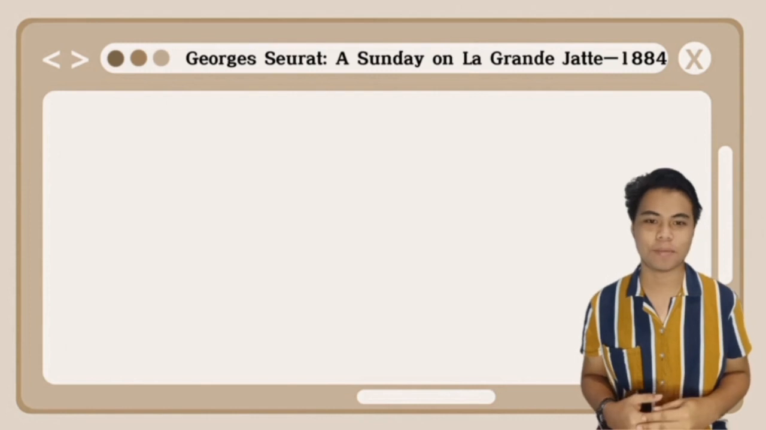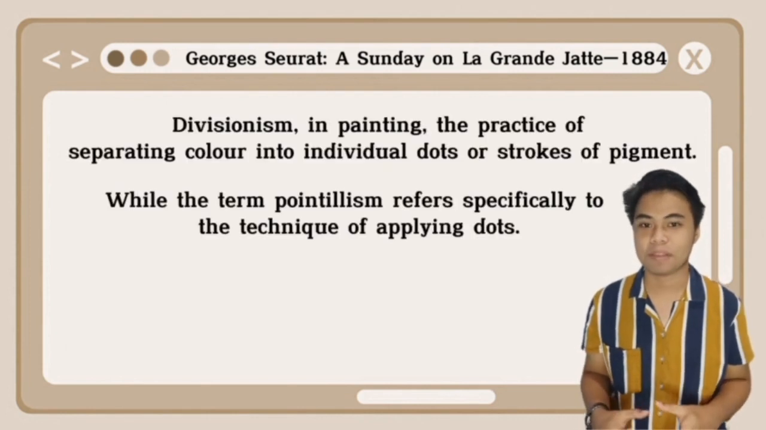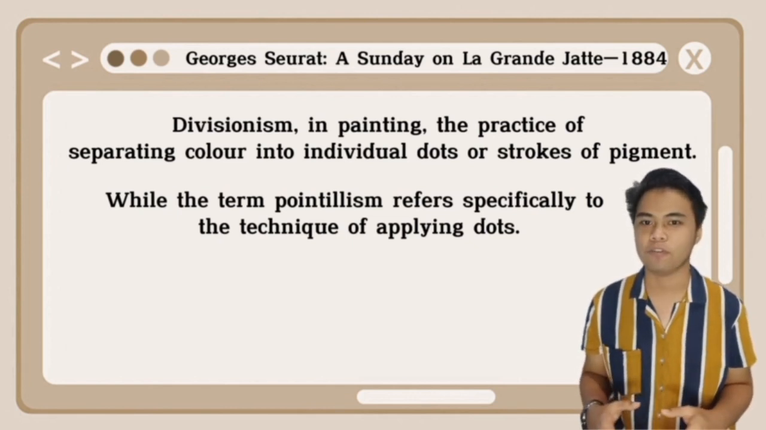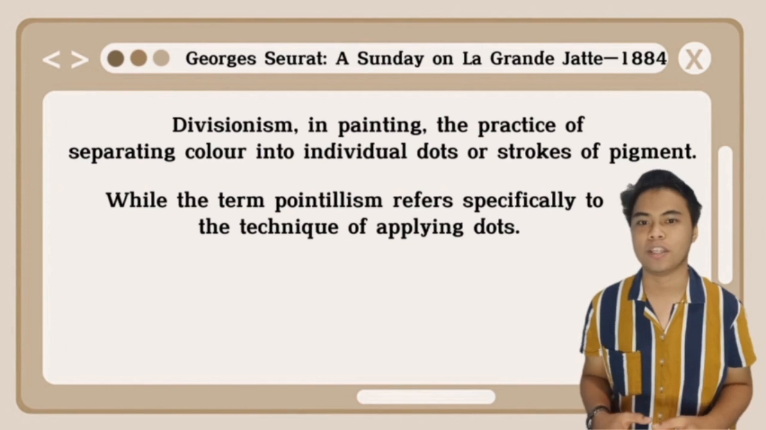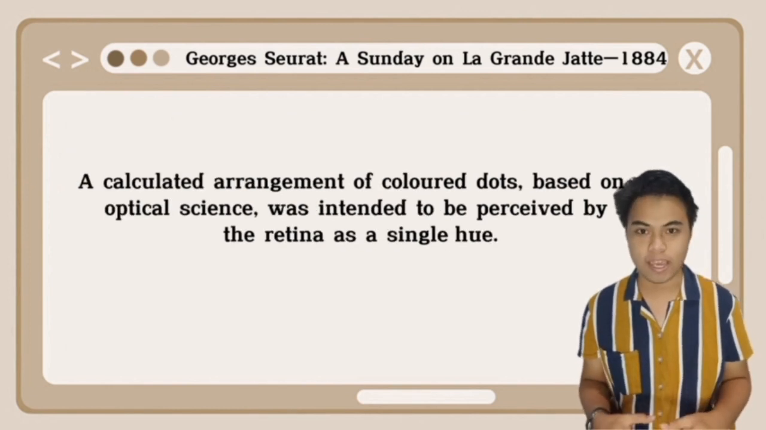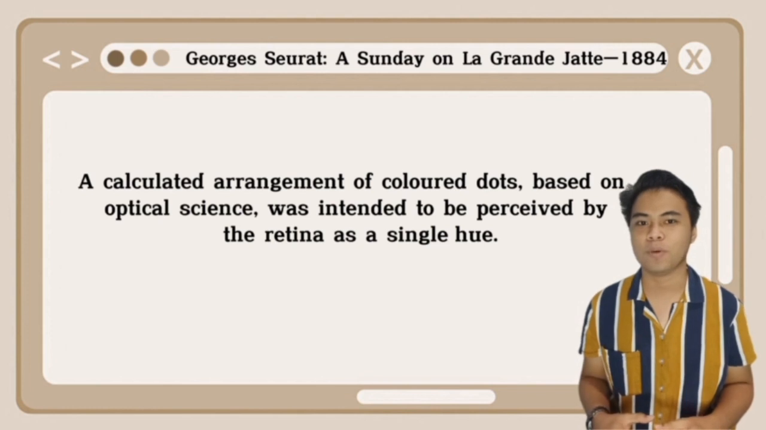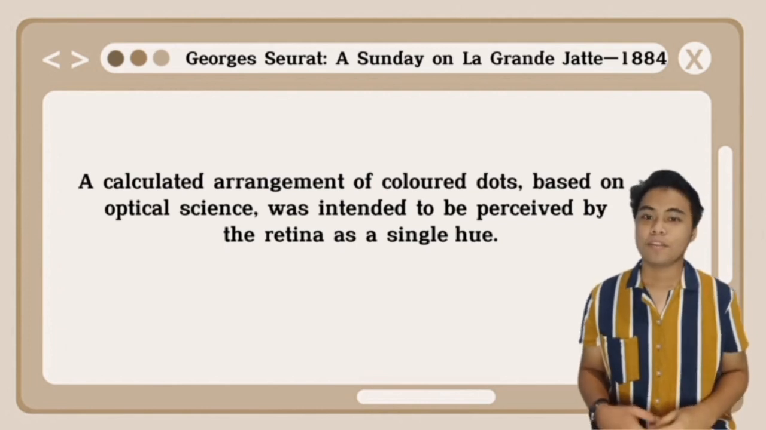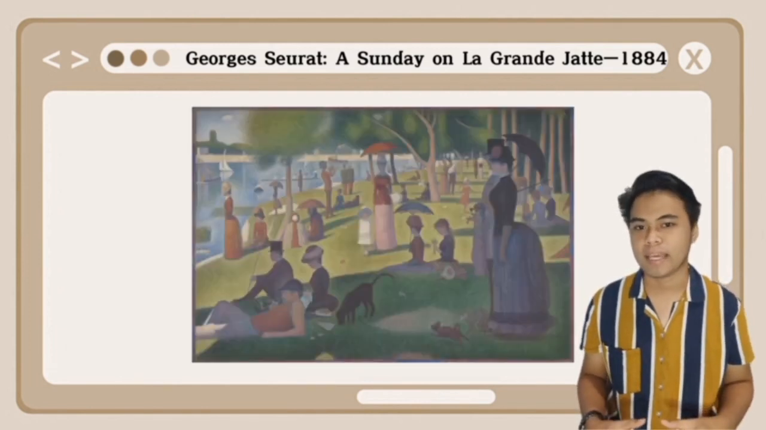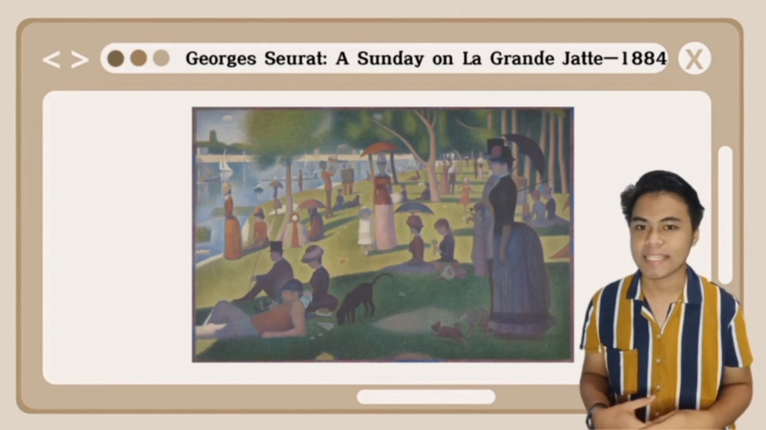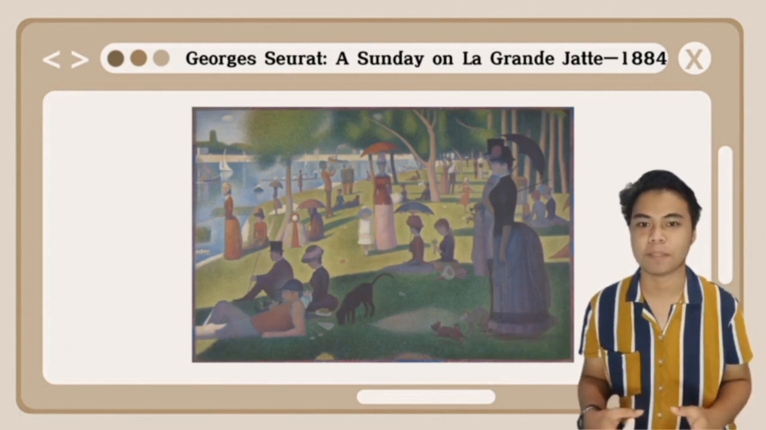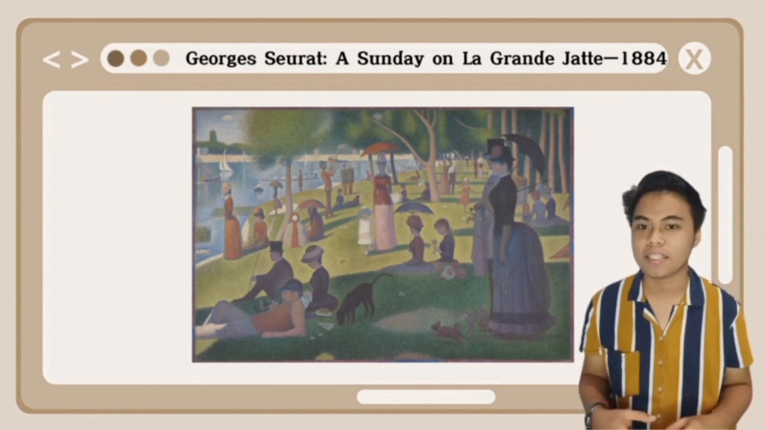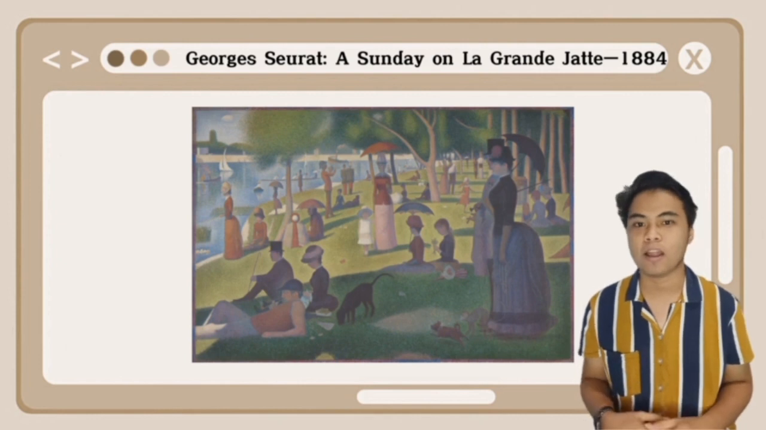The names Divisionism and Pointillism were first used to describe Seurat's painting method, which involved dotting paint with contrasting colors on the canvas. Based on optical theory, a calculated pattern of colored dots was created with the goal of having the retina recognize a single color. These dots covered the entire painting, defining form without the need of lines and illuminating everything with a vibrant, powerful light. Each artwork has individual dots that were chosen to complement the scale of the overall painting.